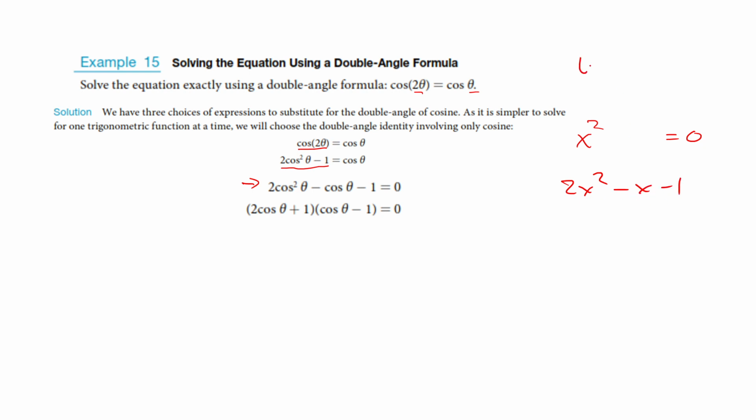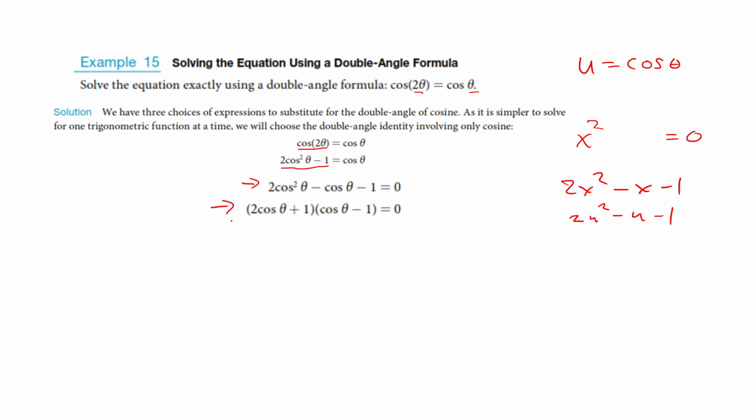And if it doesn't make sense, remember we talked about, you can make this substitution and just call cosine, or u equal to the cosine of theta. And then it would become 2u squared minus u minus 1. We talked about that in an earlier video. But you could factor it just like this. Just think of cosines as being variables, and then you can just factor it down.